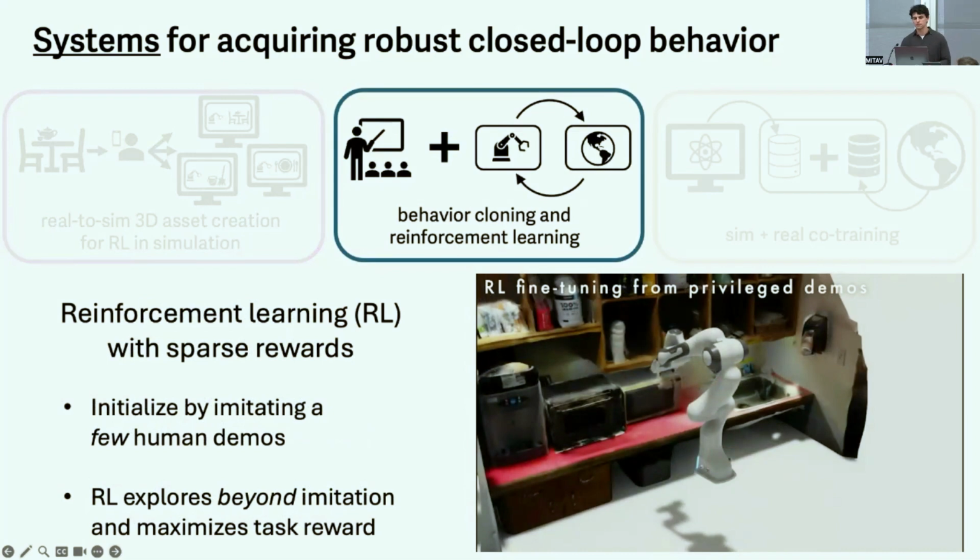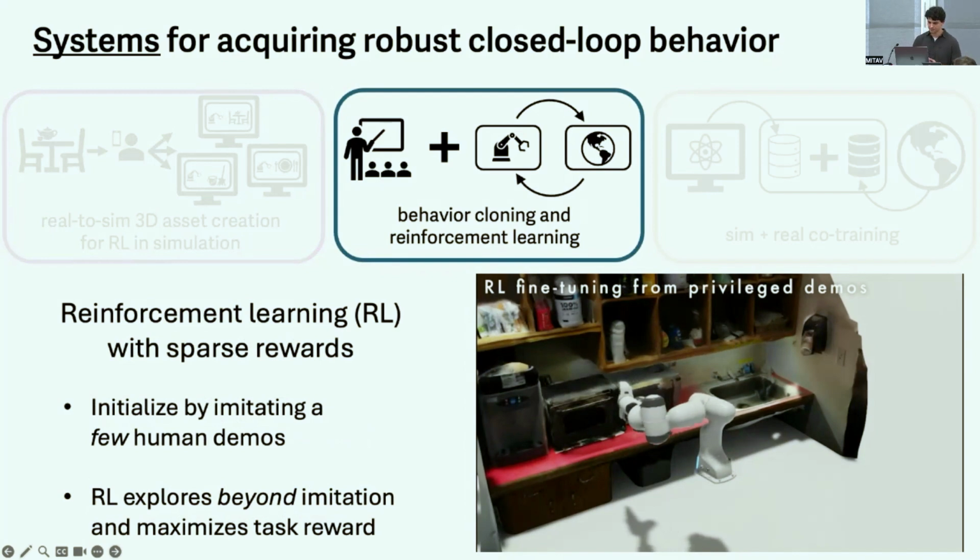Then on the side of combining BC and RL, the user collects a few demonstrations and trains a baseline behavior model with behavior cloning. Then we can import those assets that were obtained from the scanning procedure into a simulator like Isaac Sim and do large-scale reinforcement learning to improve upon the BC policy rather than having RL try to learn from scratch.